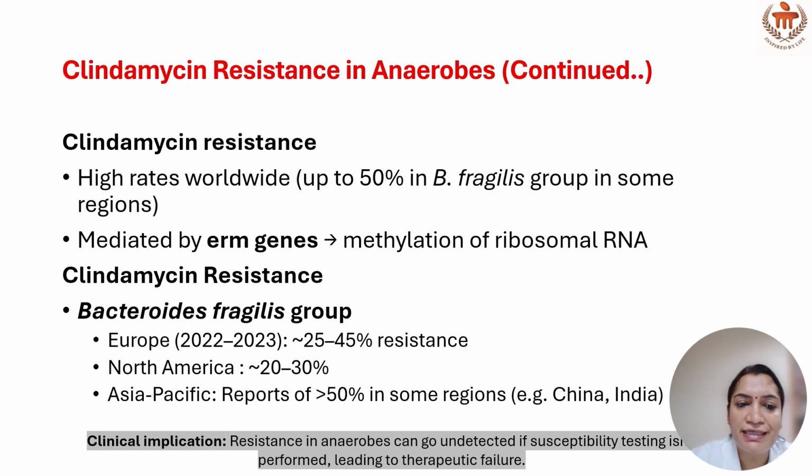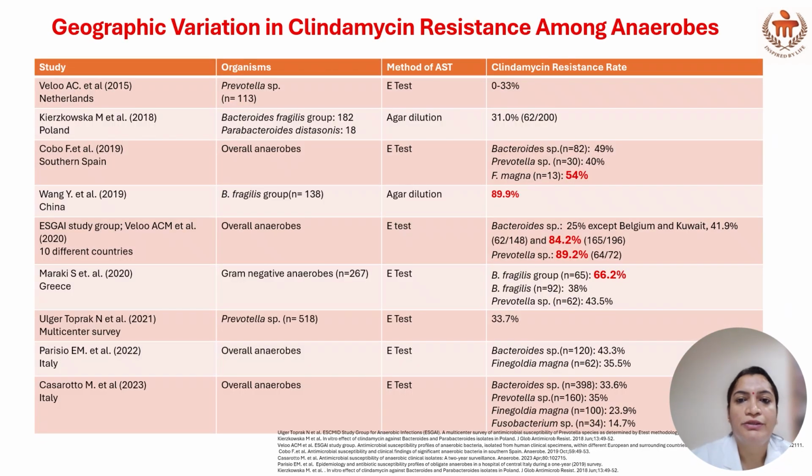There are some studies conducted in Europe where they have come across 25 to 45% clindamycin resistance in their setup. North America has reported around 20 to 30% resistance, whereas some Asia Pacific centers have reported more than 50% resistance rate in their setup. So this table gives us a clear idea of different resistance rates of clindamycin in different centers.